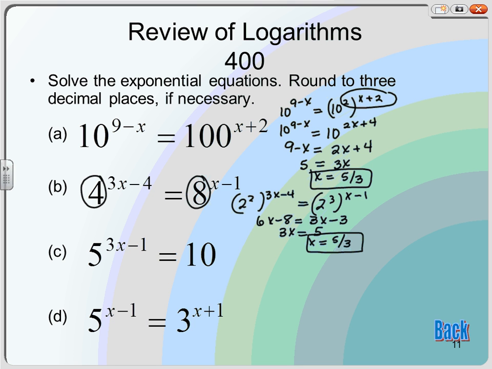Now you can't get the same bases on these ones. 10 isn't 5 squared or anything. So when this happens, you can just take log base anything on both sides. I usually use natural log. It doesn't even matter. It could be log base 5 if you want, anything.